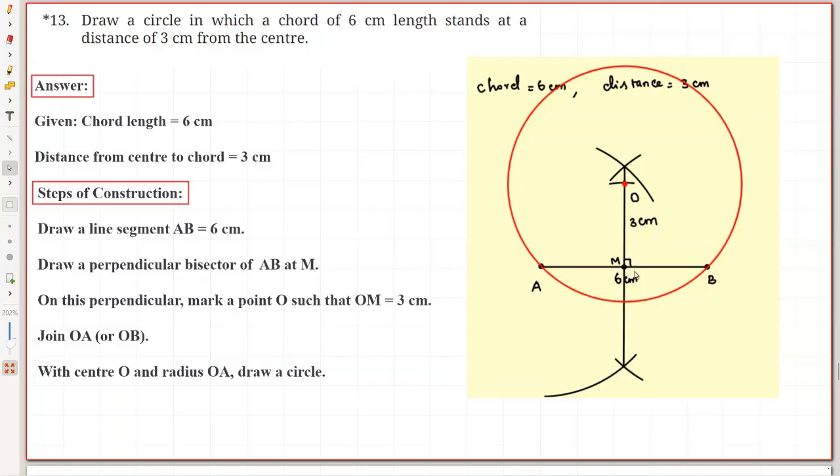Next, on this perpendicular bisector, mark O such that OM is equal to 3 centimeter. Now join OA. You can join OA, otherwise just take a measure of OA, keep the pointer in O. So draw the circle. Okay, draw the circle.